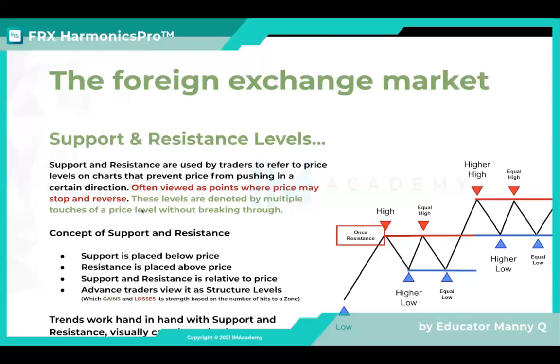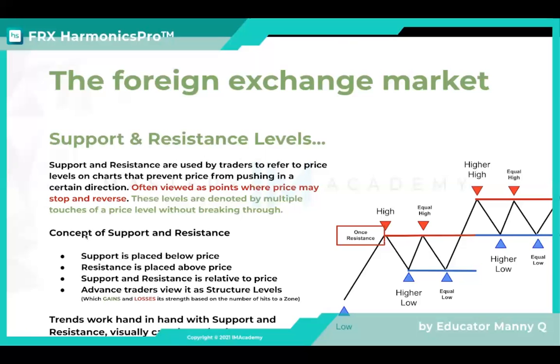Reading again, these levels are denoted or identified by multiple touches of a price level without breaking through, meaning that a solid support or resistance level is not established by one touch, but by multiple touches in a particular price zone. And we're going to be getting heavier into that concept.